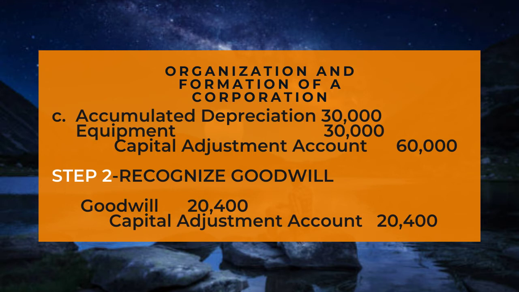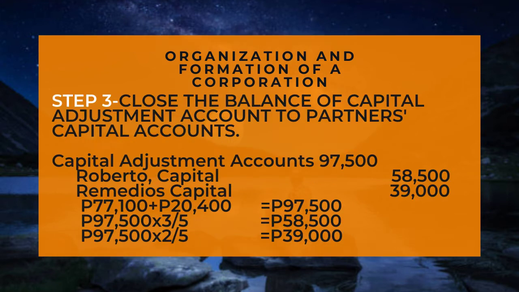Step 2. Recognize goodwill. Debit goodwill for 20,400 pesos. Credit capital adjustment for 20,400 pesos. Step 3. Close the balance of capital adjustment account to partners' capital accounts.